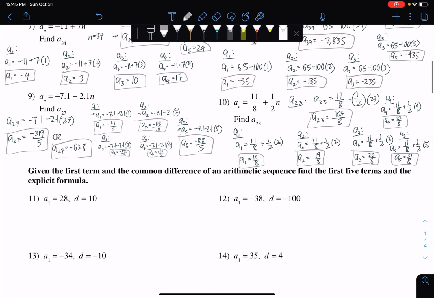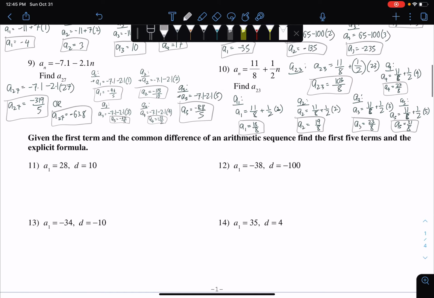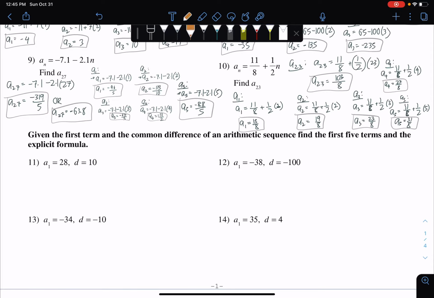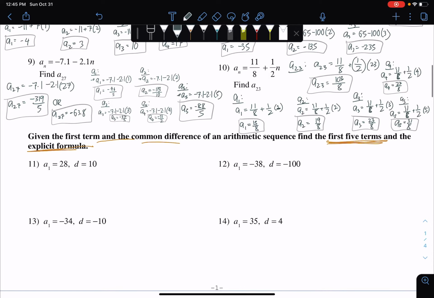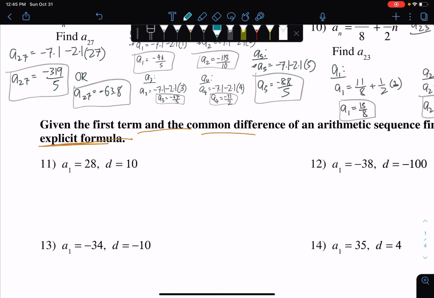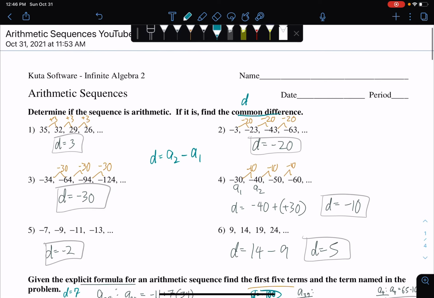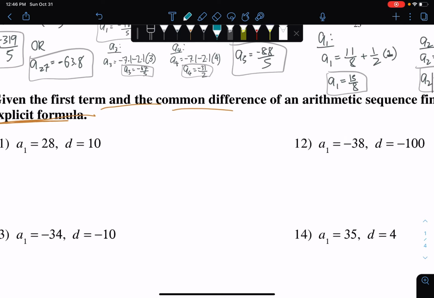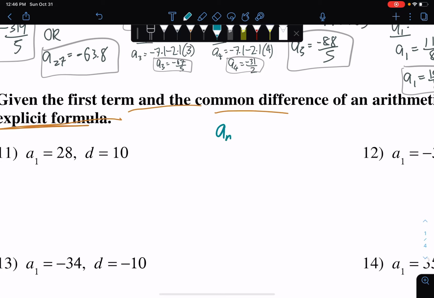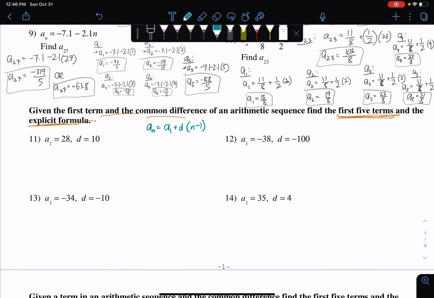Alright, let's move on to numbers 11 to 14. So the instructions say, given the first term and the common difference of an arithmetic sequence, find the first 5 terms and the explicit formula. Something new is going on here. We're tasked to find the explicit formula. How? Well, basically, our explicit formula is based on this general equation. A sub n is equal to a sub 1 plus d times the quantity n minus 1. That is our general explicit formula.